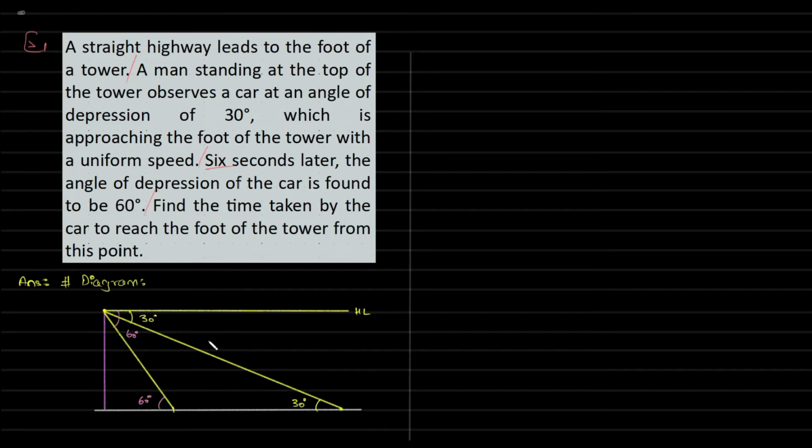Okay. Then 6 seconds later, that is from this point to this point. Let me name it. Let's call it A, B, C, D. Yeah, that makes sense. C to D is taking 6 seconds. Okay. Find the time taken by the car to reach the foot of the tower. From this point, how much time will it take? Obviously, less than 6 seconds. It makes sense, right? It's very close.